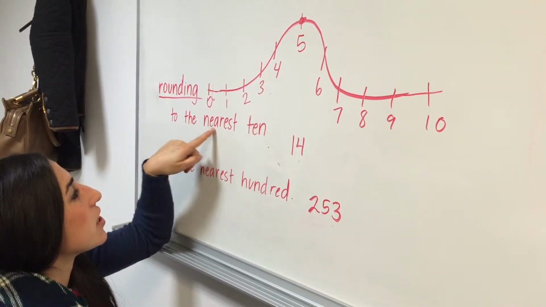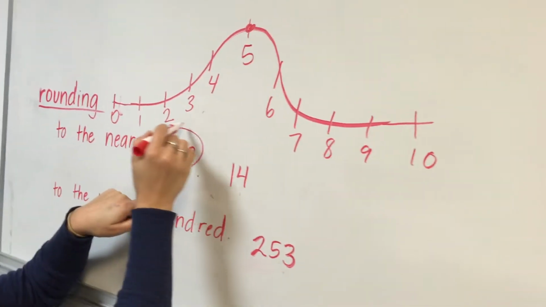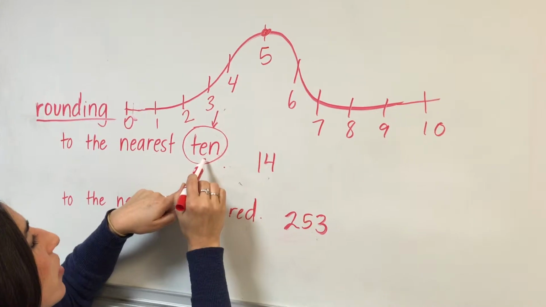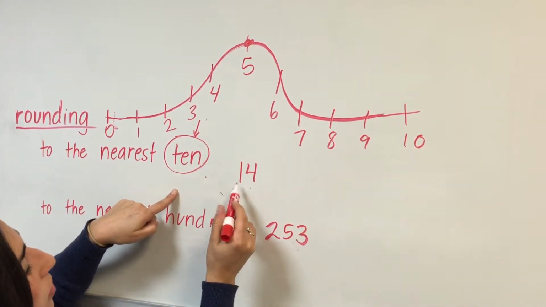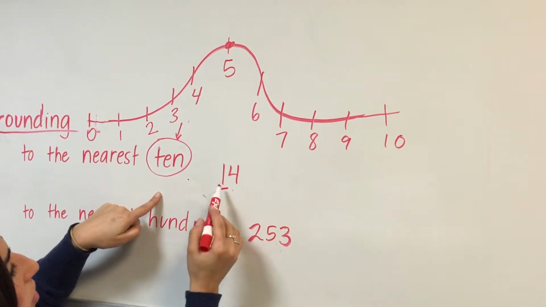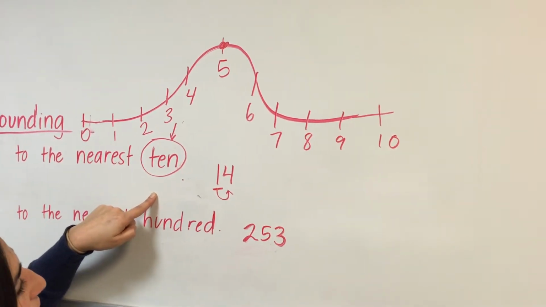Whenever scholars see nearest 10 in the question, they're instructed to circle the number word 10 and draw an arrow to it so that they can remember which place value they're rounding to, and then underline that place value in the number. So here the 1 is in the tens place. They know that they're rounding to the 10. You can always too look at the number that's next door for some help.